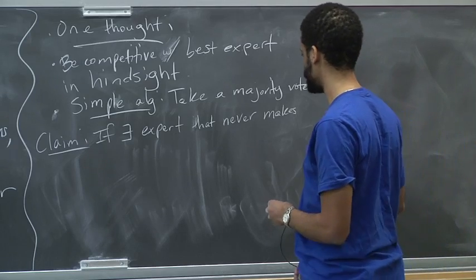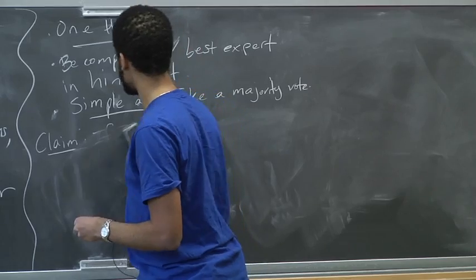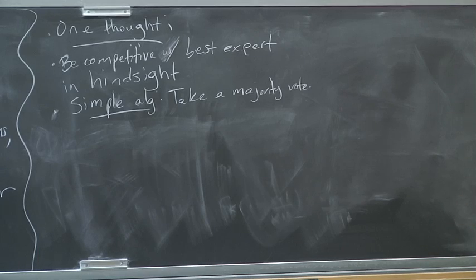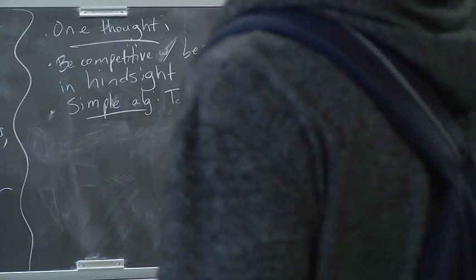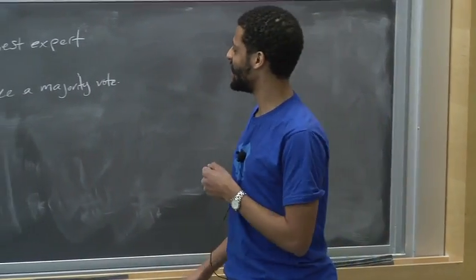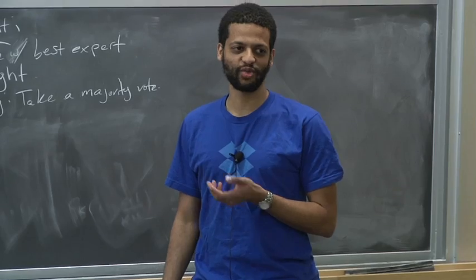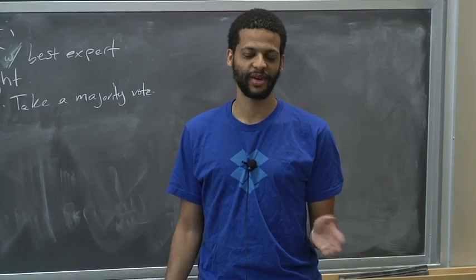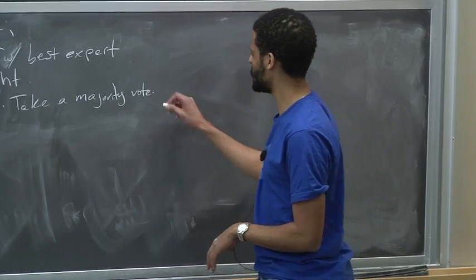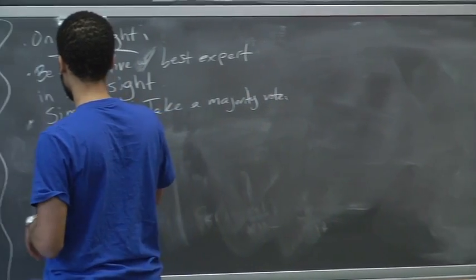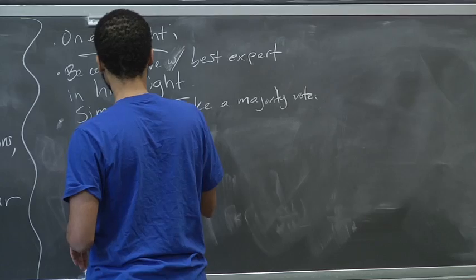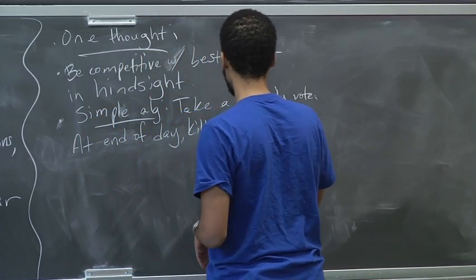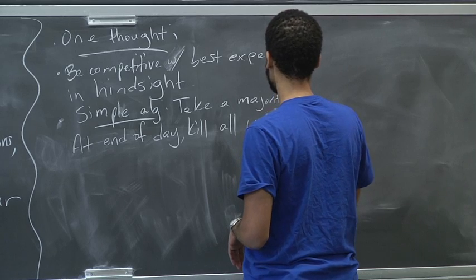Okay, I want to make one modification to this simple algorithm. We're going to take a majority vote. I'm going to take history into account in a very minor way. I take the majority vote, and if I realize someone was wrong that day, at the end of the day I just kill them, or I stop listening to them. Kill all wrong experts.